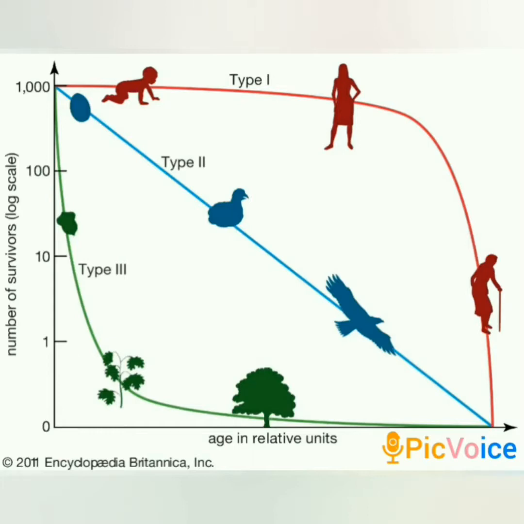The second one is the type 2 curve, which is actually a straight curve. It refers to a constant rate of mortality at all age groups. Example: birds, and humans that are exposed to poor nutrition and hygiene.